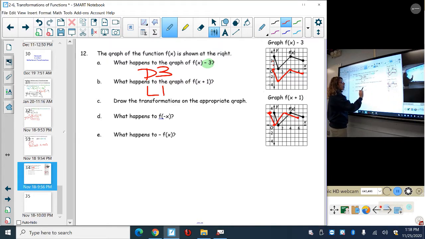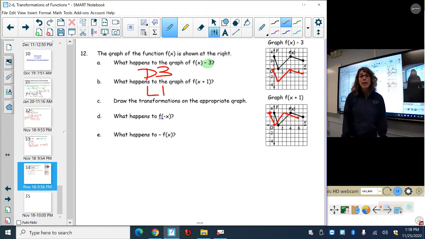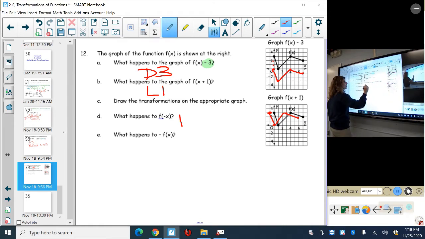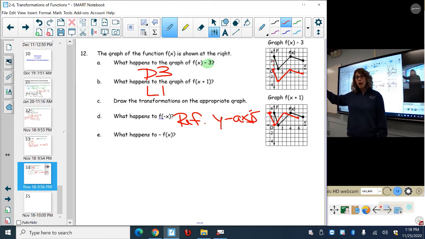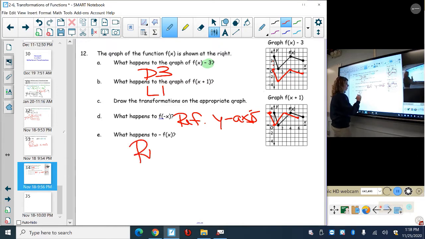So what happens to f at negative x? I'm replacing x with negative x. So what am I reflecting over? I'm replacing x with negative x. So this is a reflection over the y-axis. So what happens when you have a negative on the outside, and it's changing the entire y value? So therefore, I'm reflecting over the x-axis.